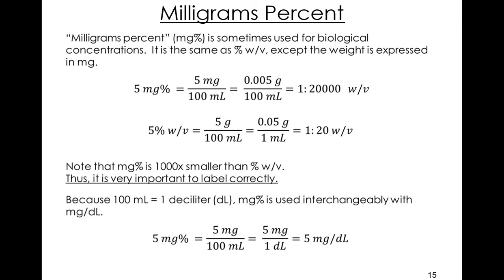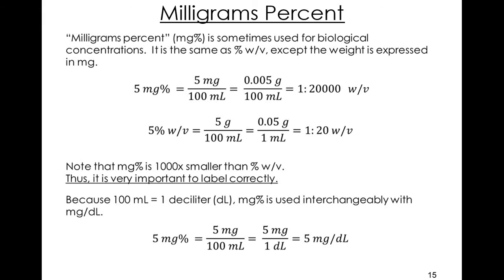Another way to deal with smaller concentrations, besides using a ratio, is to use milligrams percent. This unit of measure breaks the rule that all weights are given in grams. It's just like percent weight volume, except that the weight value is expressed in milligrams. You'll see some lab measurements, including blood values, that are measured using milligrams percent.